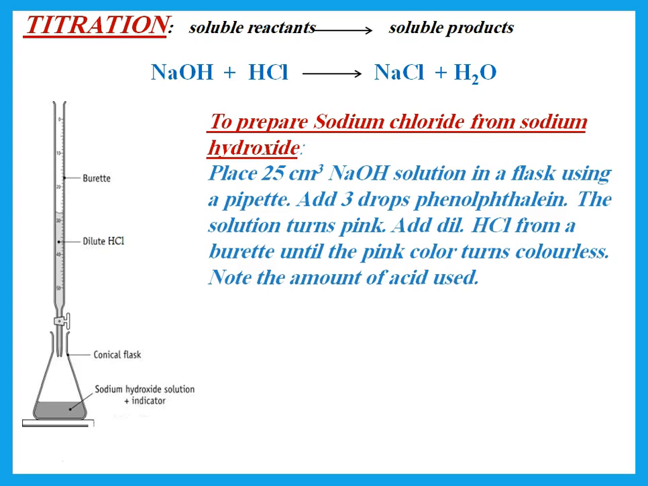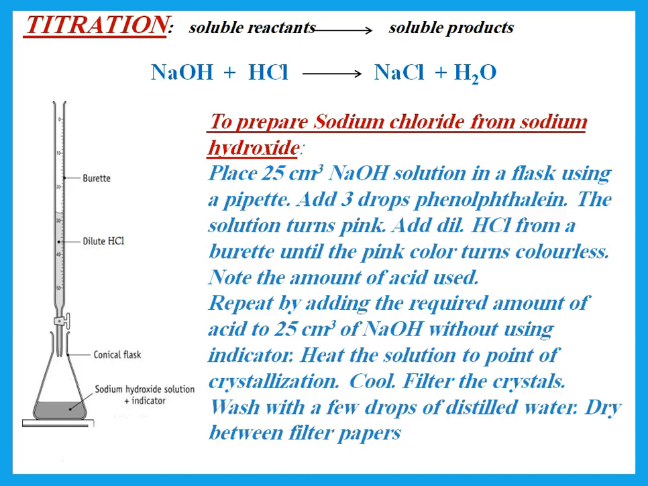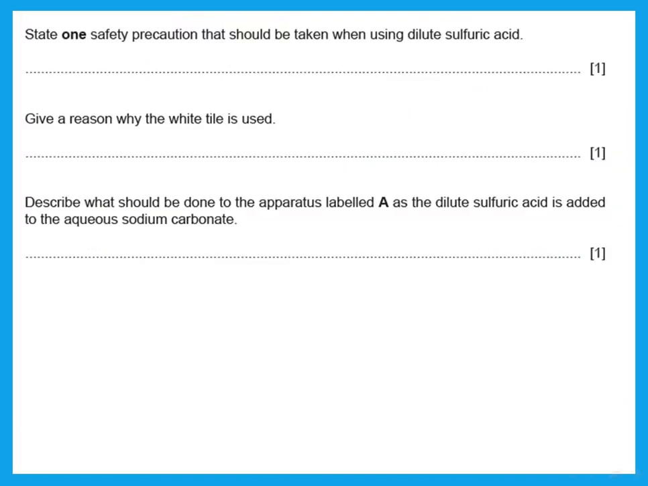Now, if he's telling me to prepare the salt, then I have to repeat using the required amount of acid added to the same amount of base without indicator. Remember that the initial flask has indicator in it. Now, heat the solution to the point of crystallization, cool, filter the crystals, wash with a few drops of distilled water, and dry between filter papers. And this is how we prepare a pure dry sample of sodium chloride.